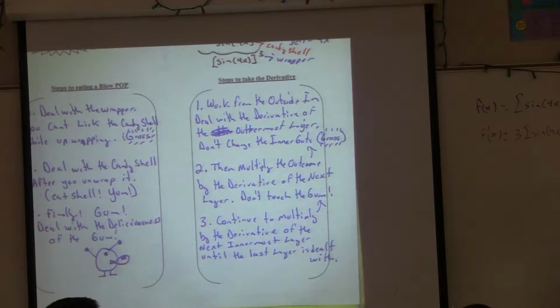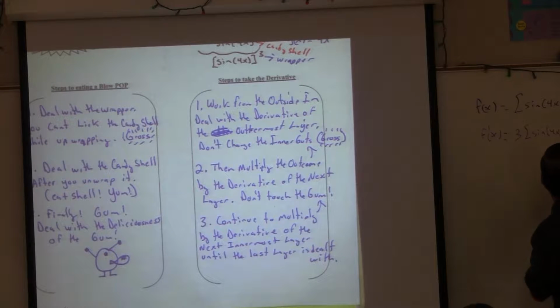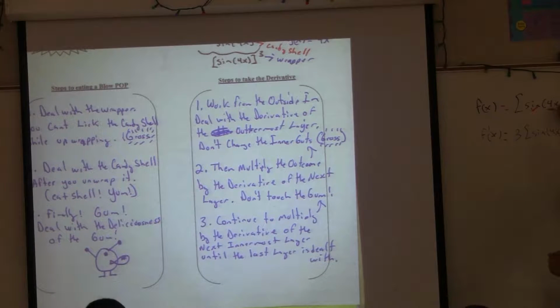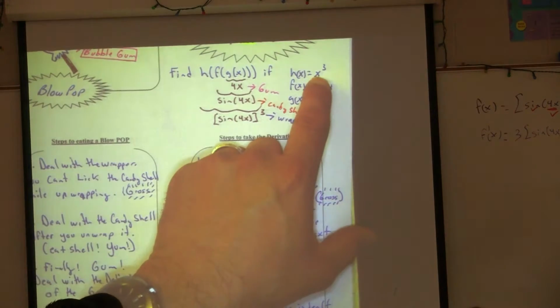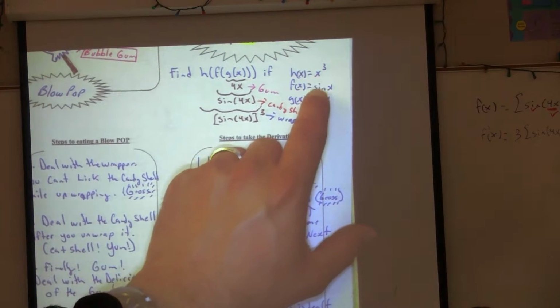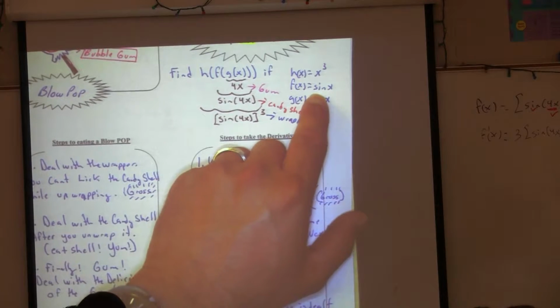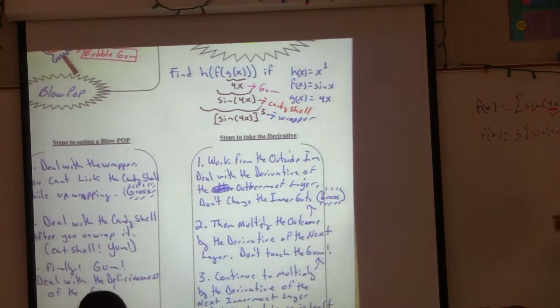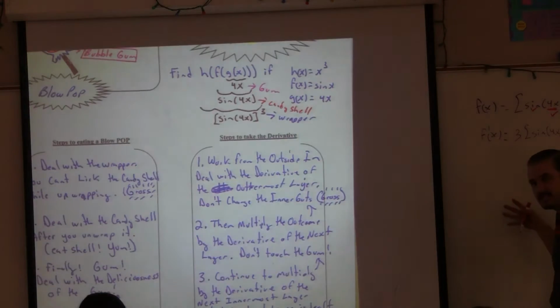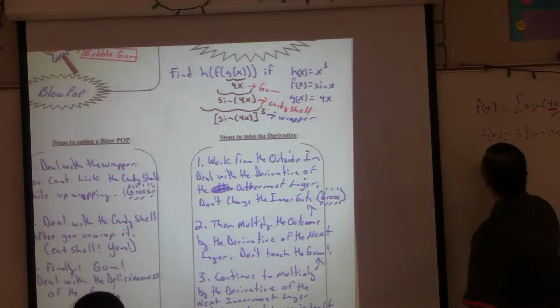Okay, so do I have another layer to deal with? We deal with this one, we deal with the sine. Is there one more? The bubble gum, right? So all of this times the derivative of 4x, which is what? 4. Did I find the derivative of each layer individually? Derivative of this was 3x squared. Derivative of that, cosine, right? Derivative of that, 4. We dealt with each layer from the outside in, and then we just simplify.